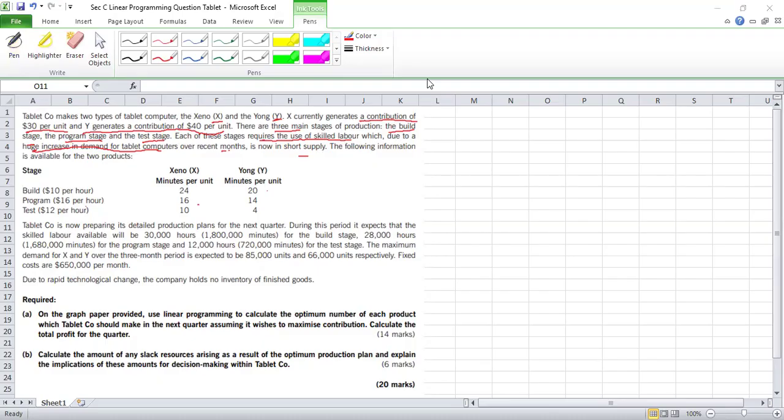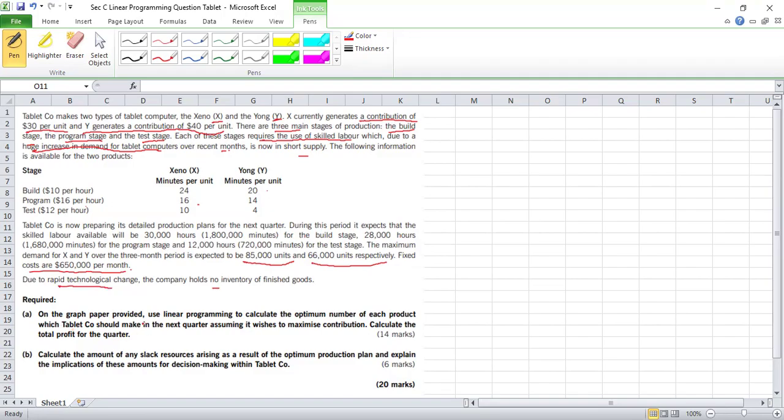Then he is saying further, for the build stage, 28,000 hours for the program stage and 12,000 hours for the test stage. The maximum demand for X and Y over the 3-month period is expected to be 85,000 units and 66,000 units respectively. Fixed costs are 650,000 per month. Due to rapid technological change, the company holds no inventory of finished goods.